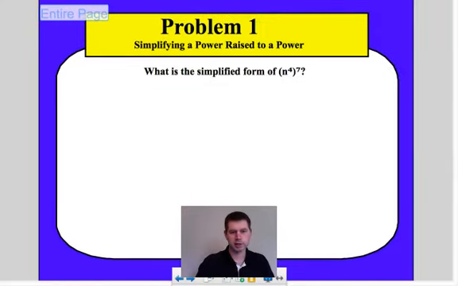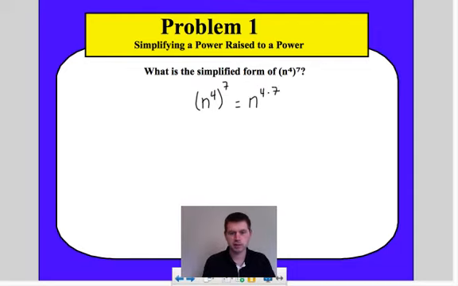Okay, so problem 1 here, we look at n to the 4th, and that's being raised to the 7th. In this case, same thing. We're going to take 4 times 7, still only writing the n once. So we get n to the 28th. It's really that simple, but a lot of mistakes are going to be made by taking previous sections and doing them for this section or vice versa.